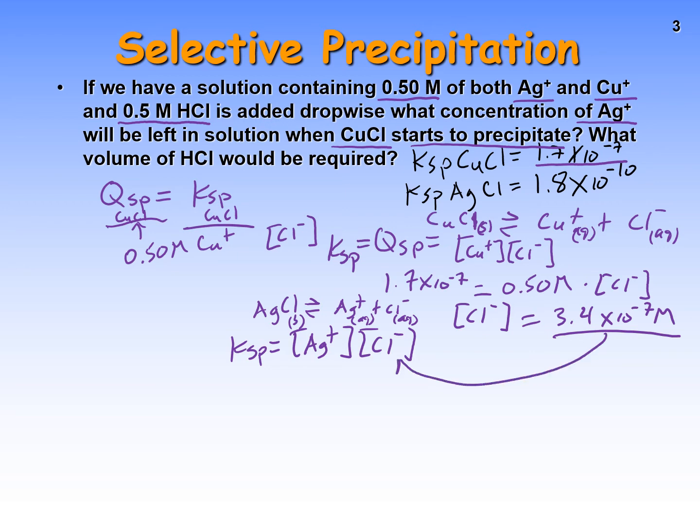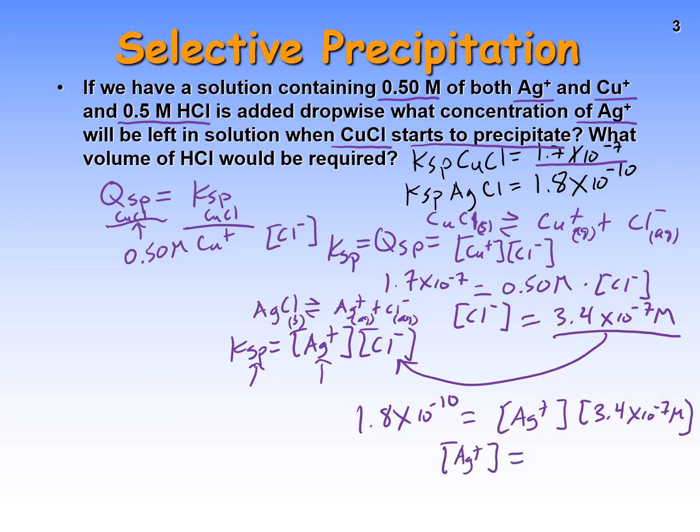Well, I can just plug this in here. I have the Ksp, and I can solve for my Ag+ concentration to get what concentration of Ag+ I have as soon as copper(I) chloride precipitates. So I know that 1.8 times 10 to the negative 10 is my Ksp. This is equal to my Ag+ concentration times 0.34 times 10 to the negative 7 molar. And I can just divide over and get my Ag+ concentration.